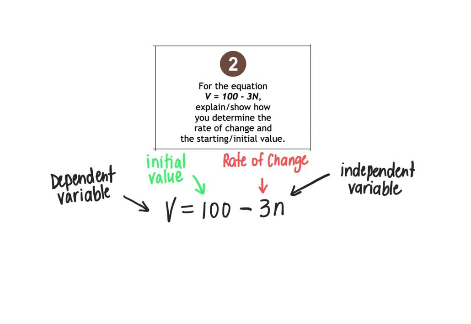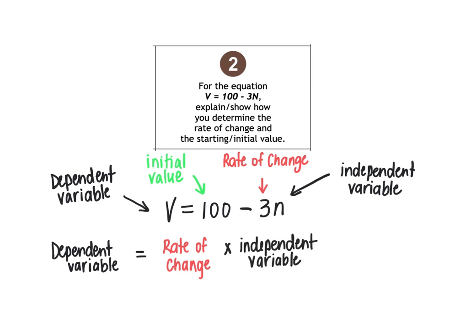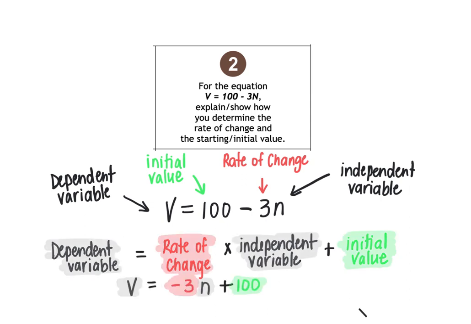We could reorder this equation so that it follows our typical linear equation model of dependent variable equals rate of change times independent variable plus initial value. If we were to rewrite the equation to be v equals negative 3n plus 100, in this way, we'd be able to line up each of the components of our linear model so that we can identify which is which. The negative 3 would of course be our rate of change, and the 100 would be our initial value.